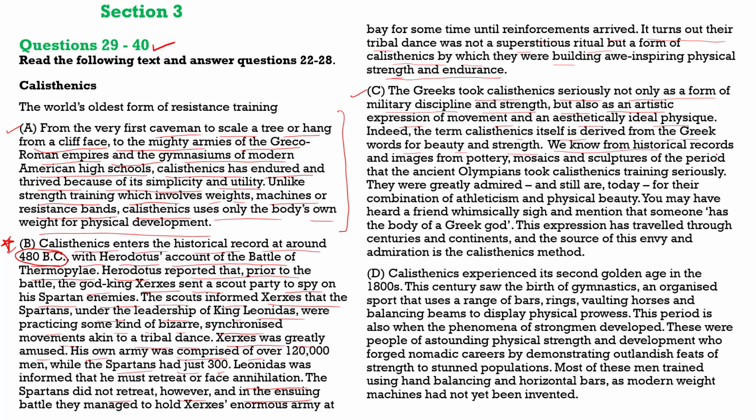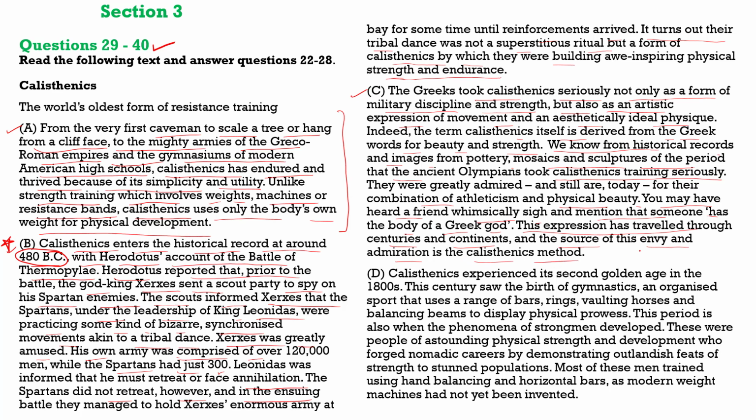We know from historical records and images from pottery, mosaics, and sculptures of the period that the ancient Olympians took calisthenics training seriously. Combination of athleticism and physical beauty. You may have heard a friend whimsically sigh and mention that someone has the body of a Greek god. This expression has traveled through centuries and continents, and the source of this envy and admiration is the calisthenics method.